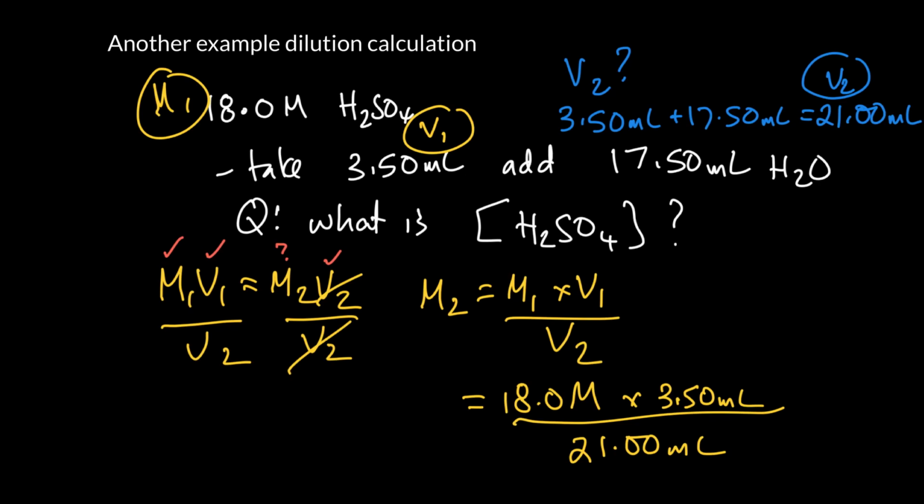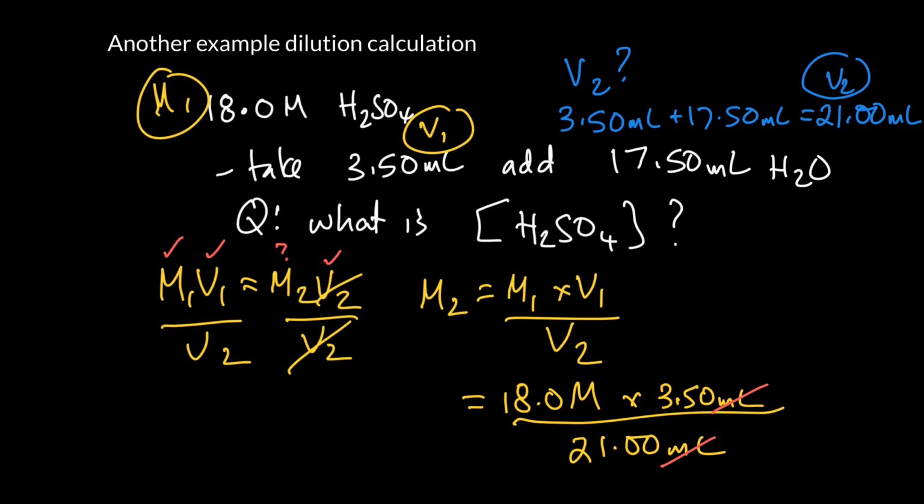Sometimes people convert their volumes to liters, and that is totally fine. You can convert 3.5 milliliters to liters by dividing by 1,000. You can convert 21 milliliters to liters by dividing by 1,000. But if you divide the top and the bottom by 1,000, at the end of the day, it all just cancels out. So I would say, why bother making extra work when you can just go ahead and leave it in milliliters? You won't get it wrong leaving it in liters, but you just waste time.